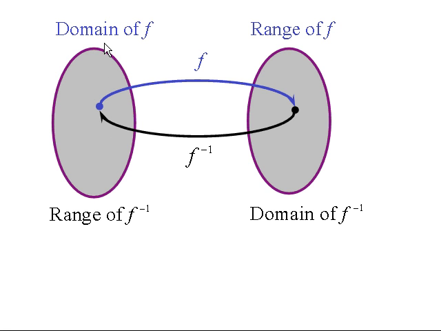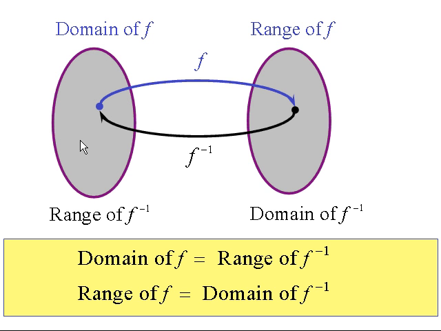The domain of f is where f starts. The range of f is where f finishes. The domain of f inverse is where f inverse starts, so that's the set of y values. And the range of f inverse is where f inverse finishes, that's the x values back. So you can keep track of the relation that the domain of a function matches the range of the inverse function. And the range of a function matches the domain of the inverse function.